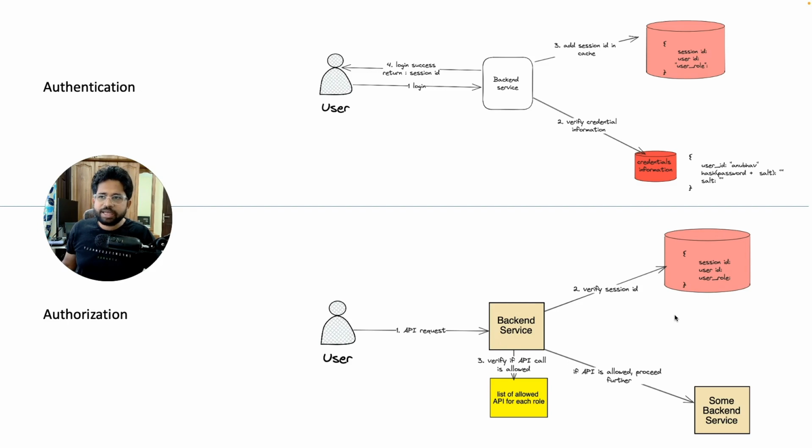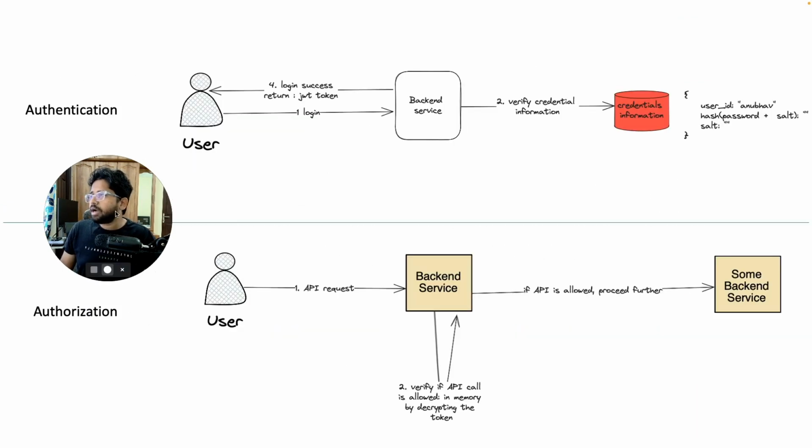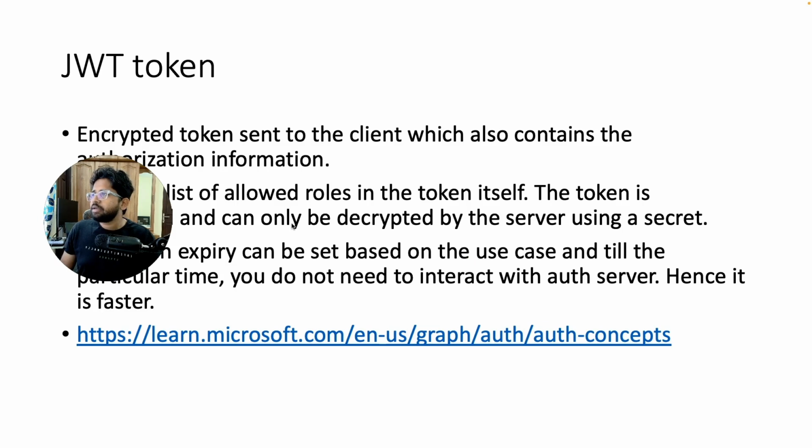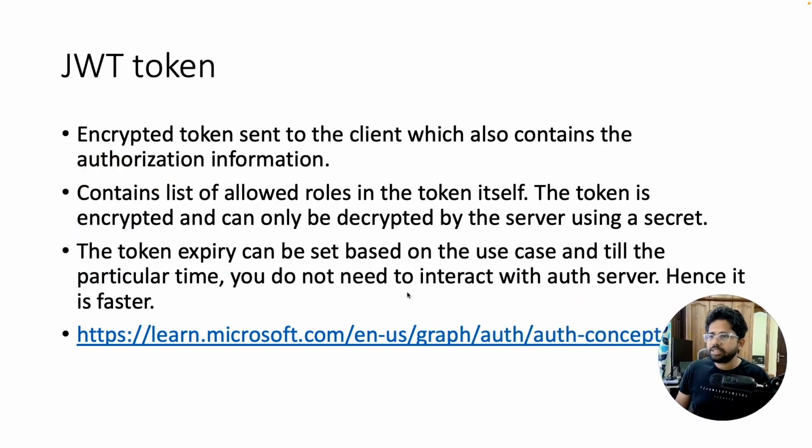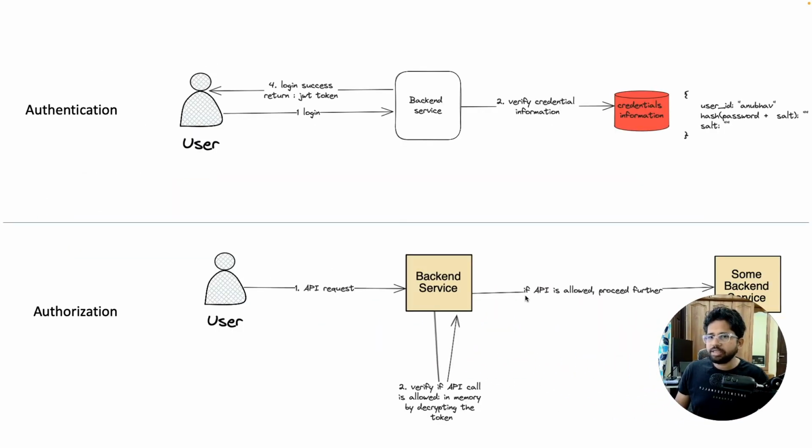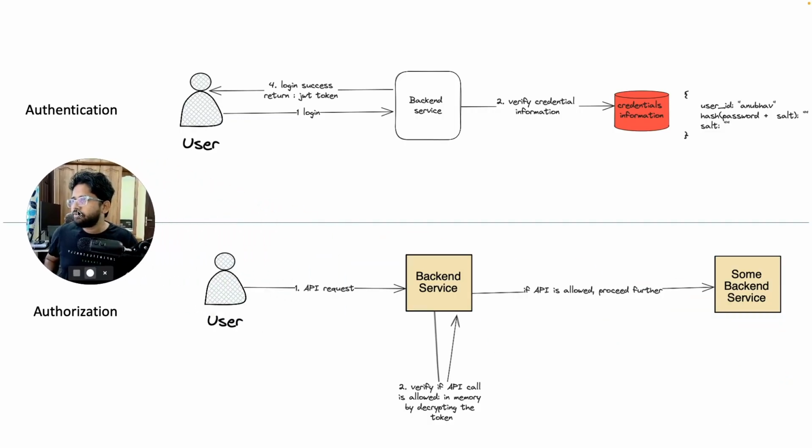What if I don't have to make any external call? What if the request which comes to me already contains the user role? So that's what a JWT token is all about. I'll go to the definition later, but before that, let me just give you some idea about the JWT token, and then only we can talk about it further.